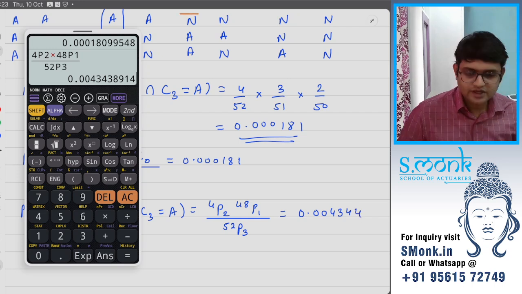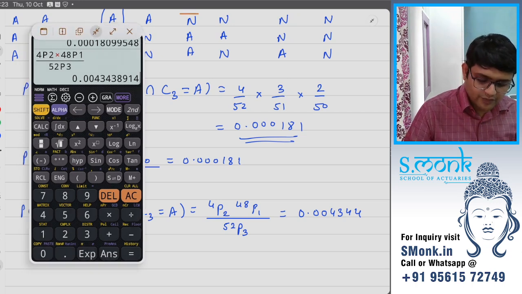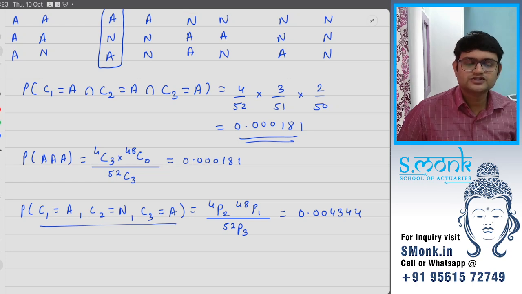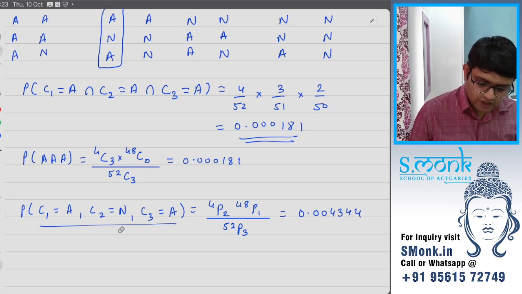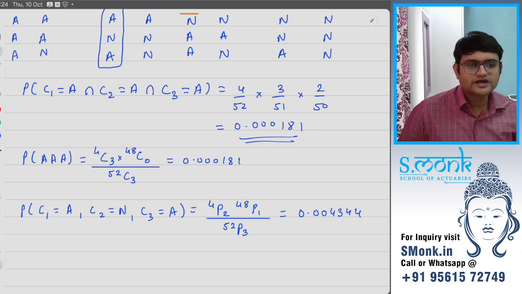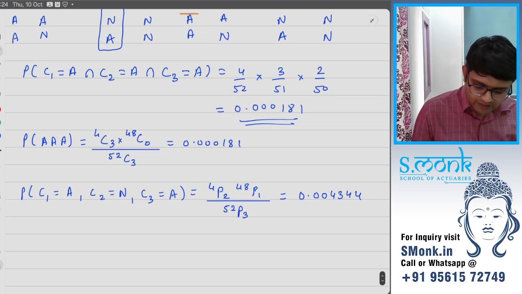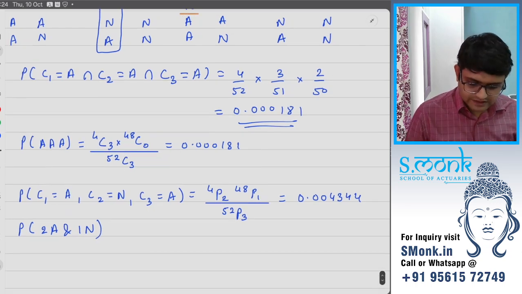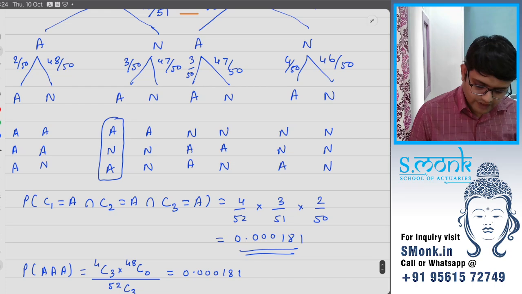Let's say this is our answer. Okay, so this is one single permutation: the first card has to be an ace, the second card has to be not an ace, and the third card has to be another ace. But if I want the probability that I will get 2 aces and 1 not an ace, then I have multiple ways of doing that.